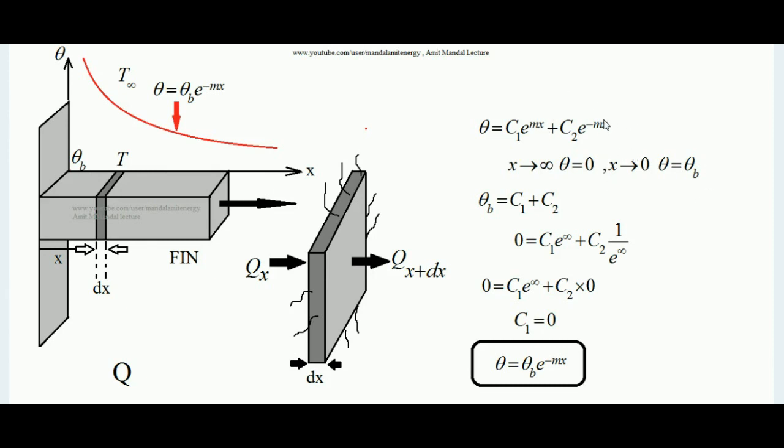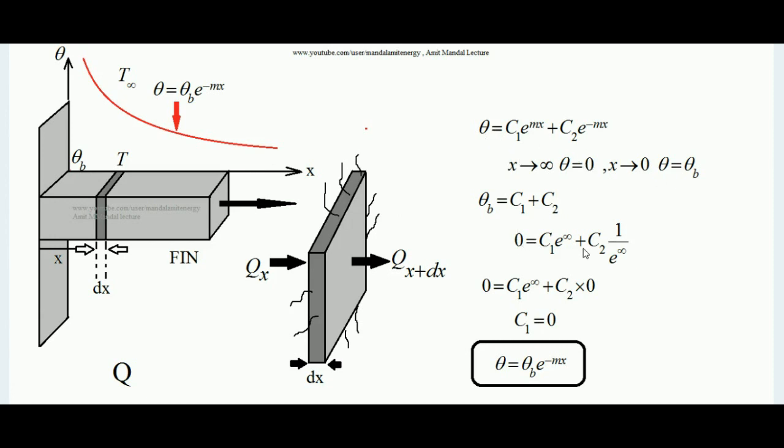When x becomes 0, you will get c1 e to the power 0 plus c2 e to the power 0. e to the power 0 is 1, and here also 1. So for x equals 0, theta becomes theta b. Now when we put x equals infinity, theta becomes 0.